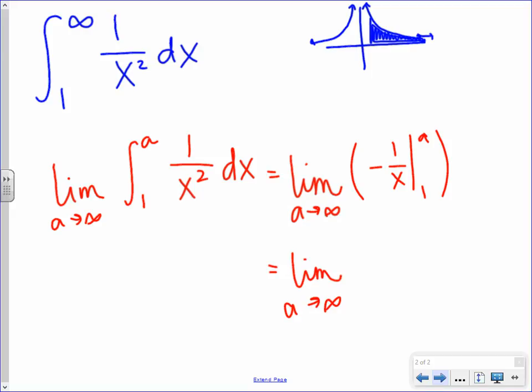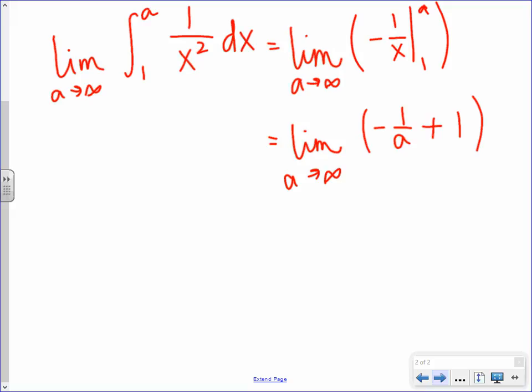Okay, so if we evaluate our negative 1 over x from 1 to a, we're going to plug in a minus plug in 1. And now we have an expression that we can take the limit of. As a goes to infinity, what happens to negative 1 over a? It goes to 0. And the limit as a approaches infinity of 1 is 1.